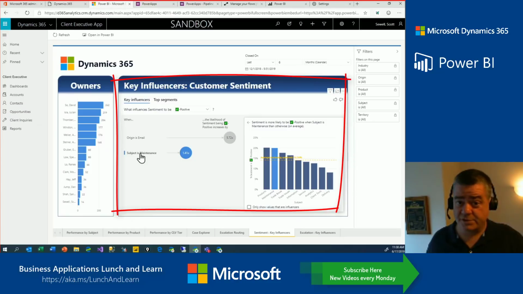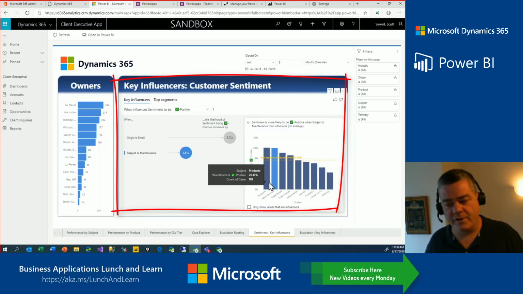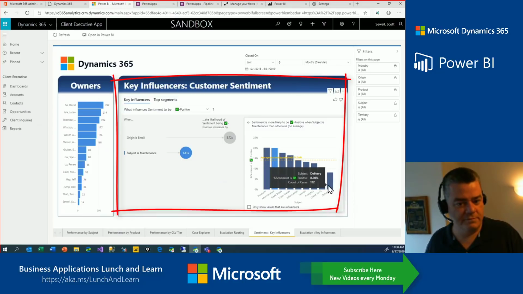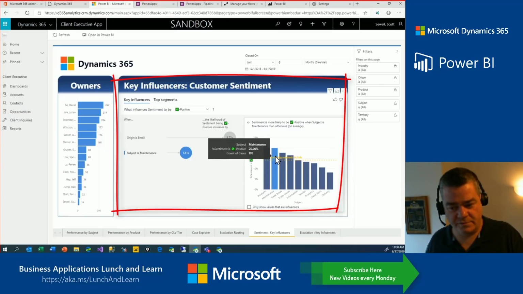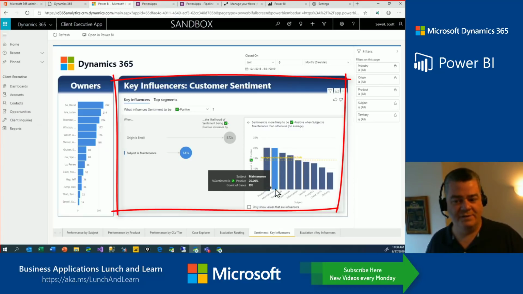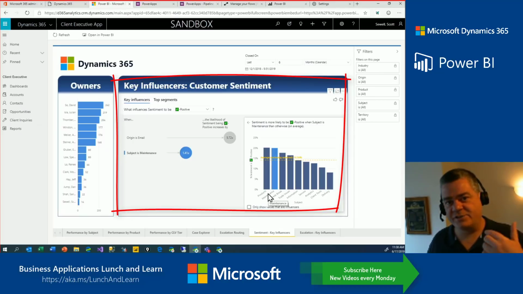Now, just as a side note, if you ever have questions about this, you'll notice over here I've got the other subjects that are available: delivery, analytics, information, products. And you'll notice that maintenance doesn't have the highest percentage. It's only second highest.